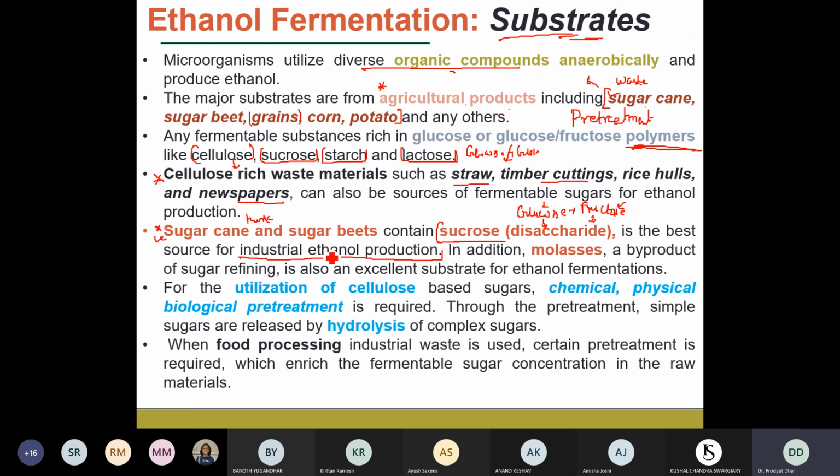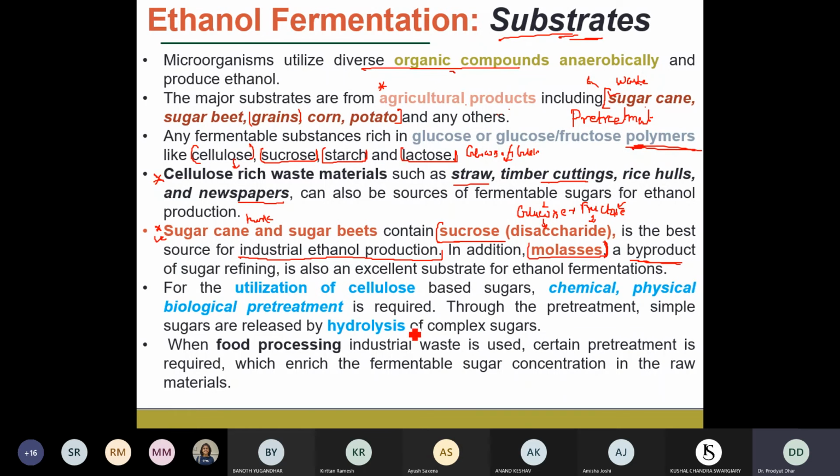A lot of the biorefineries which are coming up, especially in India, in the state of UP, are mostly using sugarcane husk and waste for the production of ethanol. Along with that, the sugarcane industries also produce a waste called molasses, which is very rich in glucose units and is generally a byproduct. So we are using the waste of sugar industries for the production of ethanol.